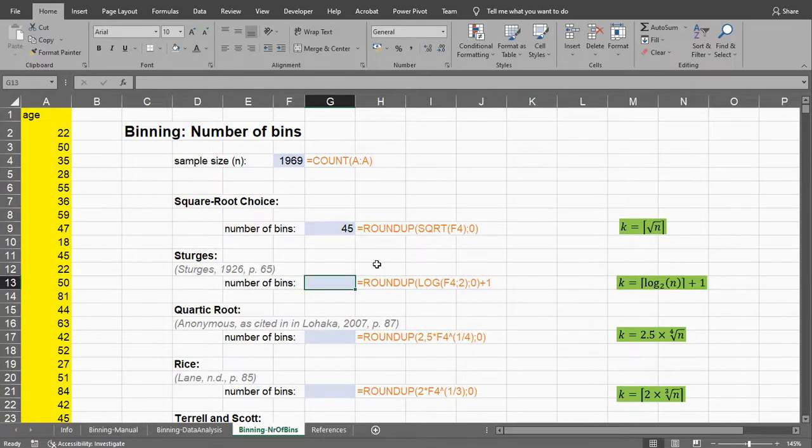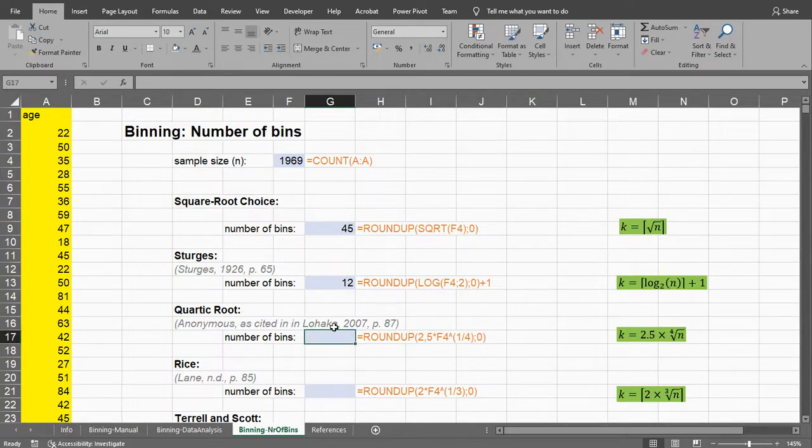Sturges has a different approach. He says to take the base 2 log of n and then add 1. So we can say equals, again round up. The log function is in Excel. The number of scores that we have is in F4. The base is 2. And then we add 1. We need to, of course, say that we don't want to see any decimals. Add 1 and we get 12. So that's quite a big difference, but okay.